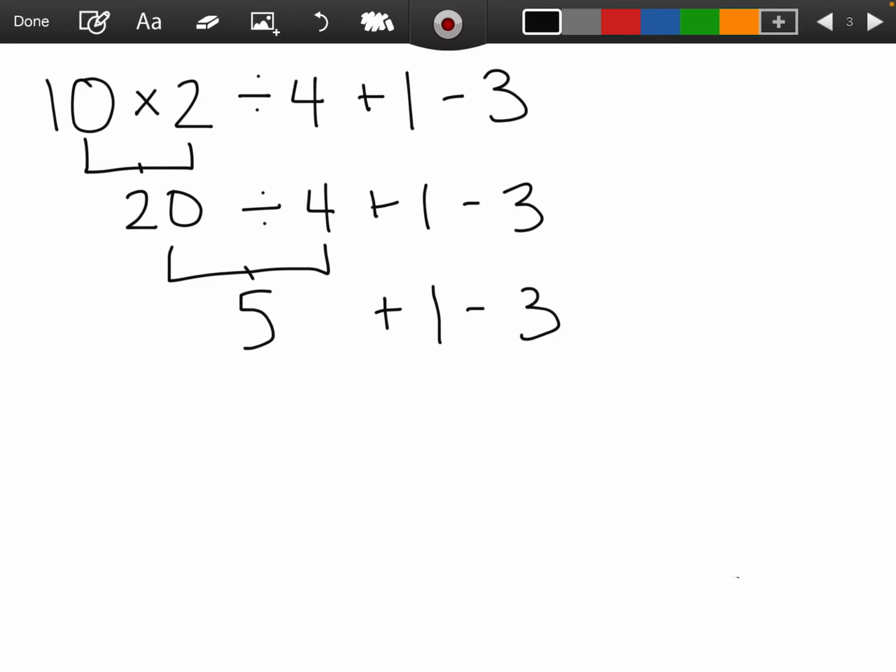Addition is first, so we do that first. 5 plus 1 simplifies to 6. Bring down the rest. And now we have 6 minus 3 left, which should be easy. The answer is 3.